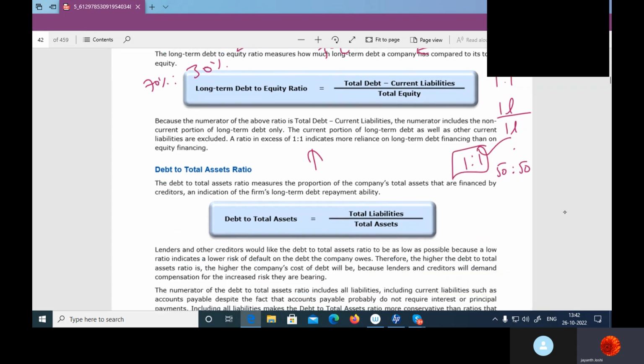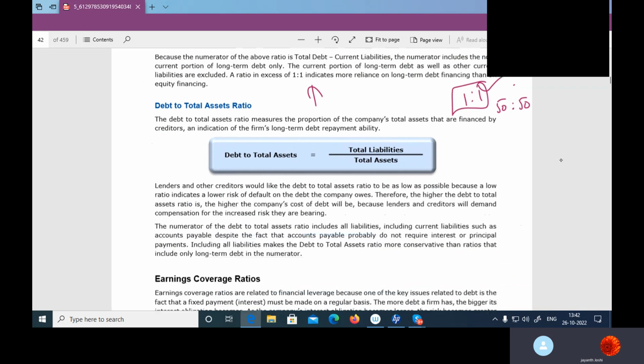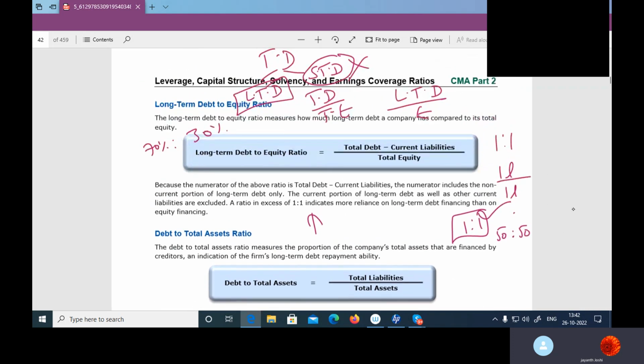That is 1:1. And when do we calculate or analyze all these ratios? If you want to invest in a company, you want to check the company's solvency position, correct? Long-term liquidity or solvency. How solvent is the company? If the debts are very, very high, do you think the company would be more solvent, or is it moving towards insolvency?